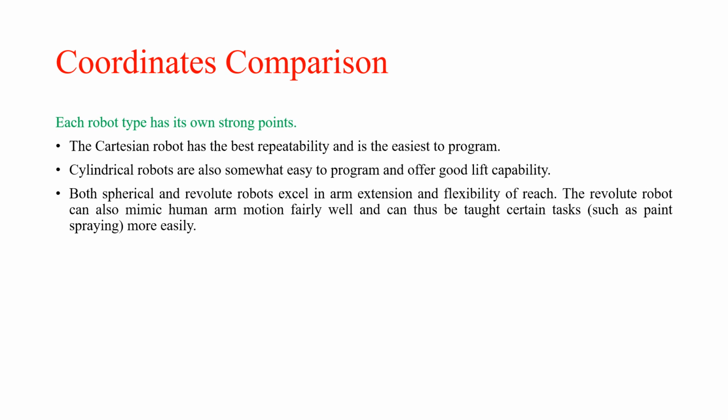Next, each robot has its own strong points. The Cartesian has the best repeatability. The first robot we studied is the rectangular manipulator, or Cartesian robot. In this, the repeatability is the best, and it is simple and easy to program. The second one is the cylindrical robot. In this, it is somewhat easy to program compared to the Cartesian, but it offers a good lift capability.